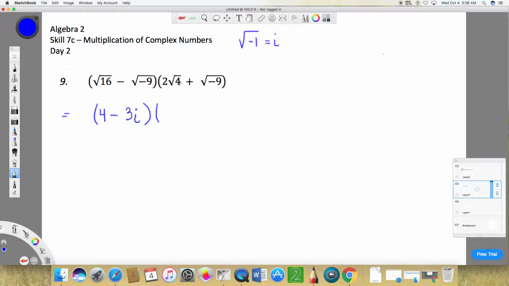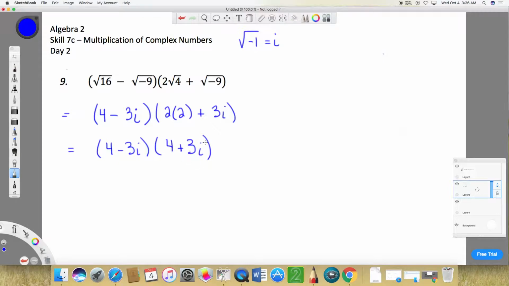So here in the next binomial, this first term, 2 times the square root of 4. We know what the square root of 4 is. The square root of 4 is 2. Again, it's the same thing. It's the square root of -9. We just argued that that was 3i. So we have that same argument. So we've got 4 minus 3i, and 2 times 2, 4 plus 3i.